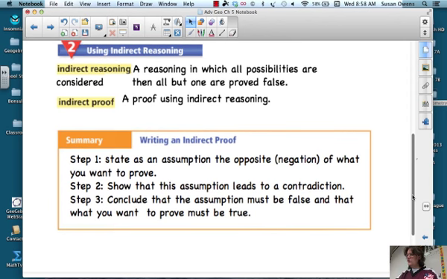Then I show that this assumption leads to a contradiction. In other words, if I make this assumption that I really don't want to be true to begin with, I get a contradiction that can't happen. So step number 2 is to show that I get a contradiction if I make this assumption. And then my last step is to conclude that the assumption must be false and that what you want to prove is actually true.